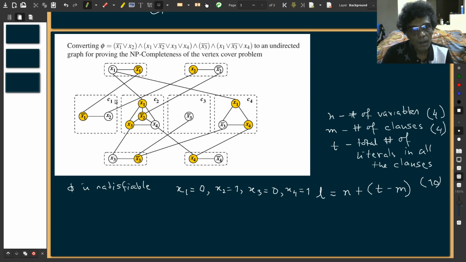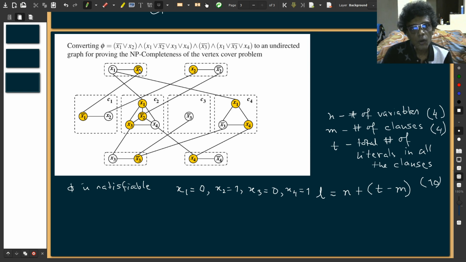On the other hand, it is also true that we have the option of not choosing exactly one vertex from each clause gadget. So we can leave out one and only one. We do not have the luxury to choose all of these. Then again the number will be bigger than L, this quantity. So, therefore, I have to choose something like this.